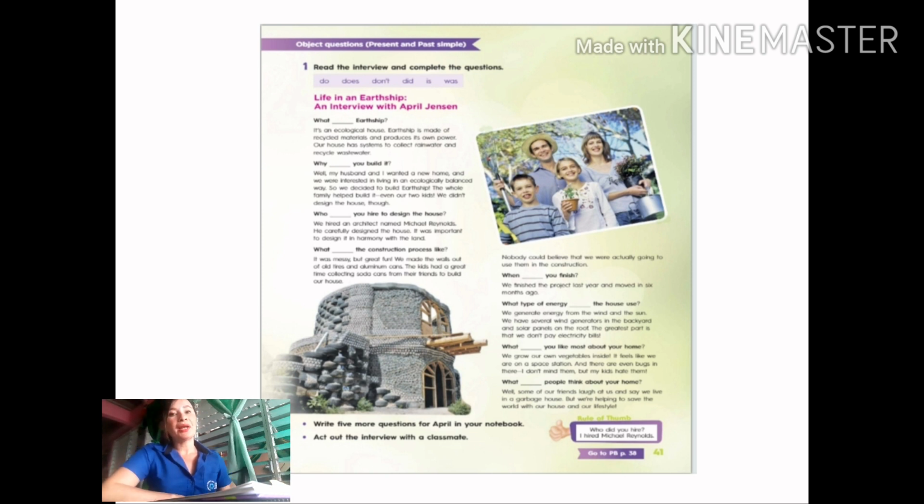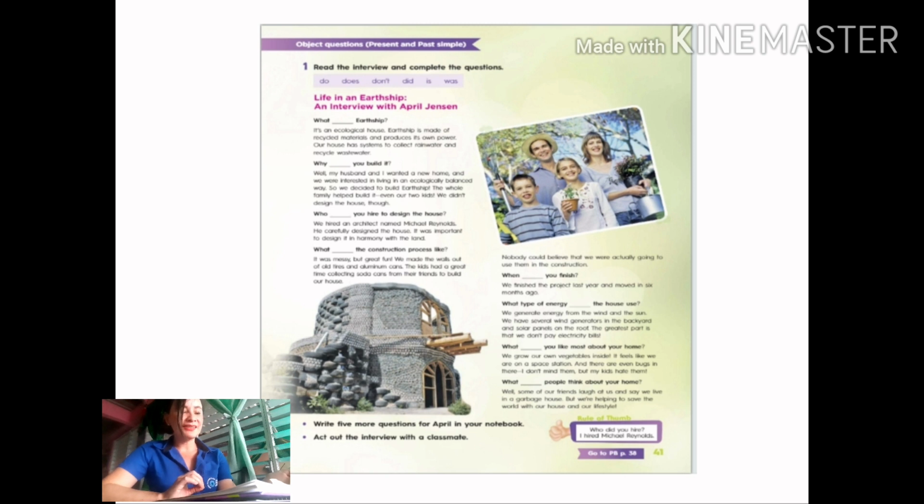Now, we are going to continue reading the information in order to guess the correct word to complete the question. Okay, here we go. Life in an Earthship. An interview with April Jensen. This is the main content. Now we are going to continue with the first question, and pay attention to the description. Here we have: it's an ecological house. Earthships are made of recycled materials and produce their own power.